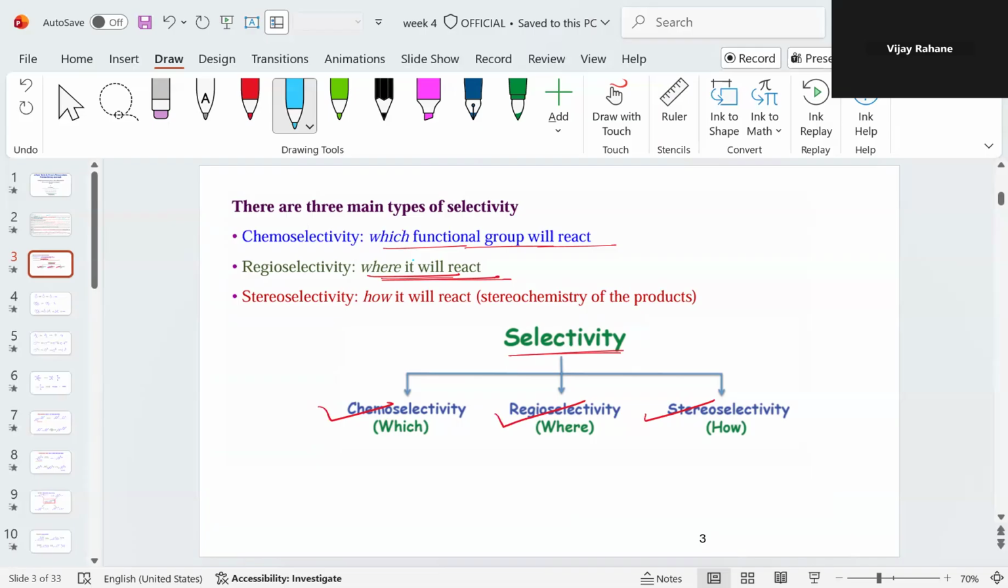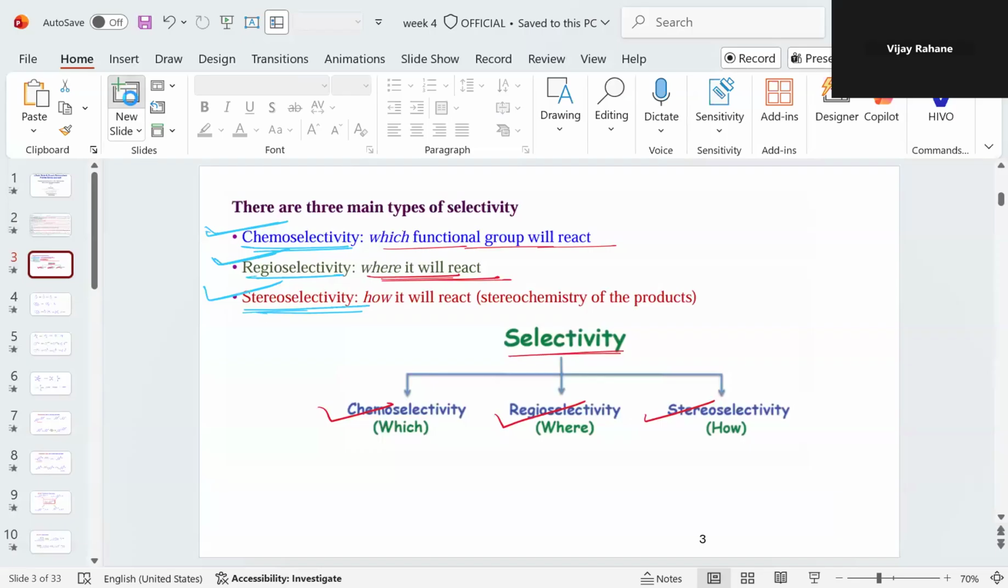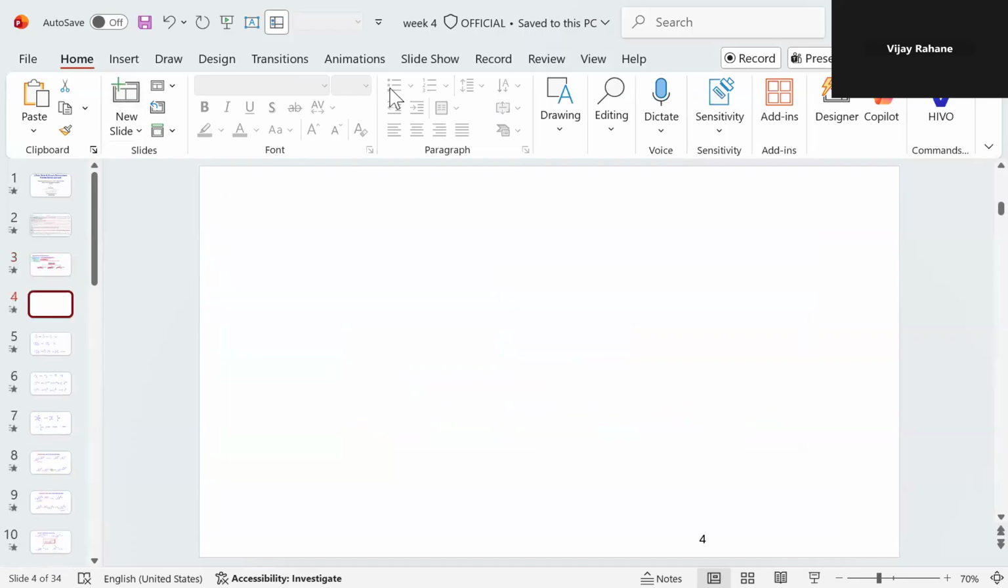And in the last session, we have already discussed the chemoselectivity and regioselectivity. We haven't covered yet the stereoselectivity, which we will see next week. But today we have already covered the chemoselectivity and regioselectivity and also seen some examples.